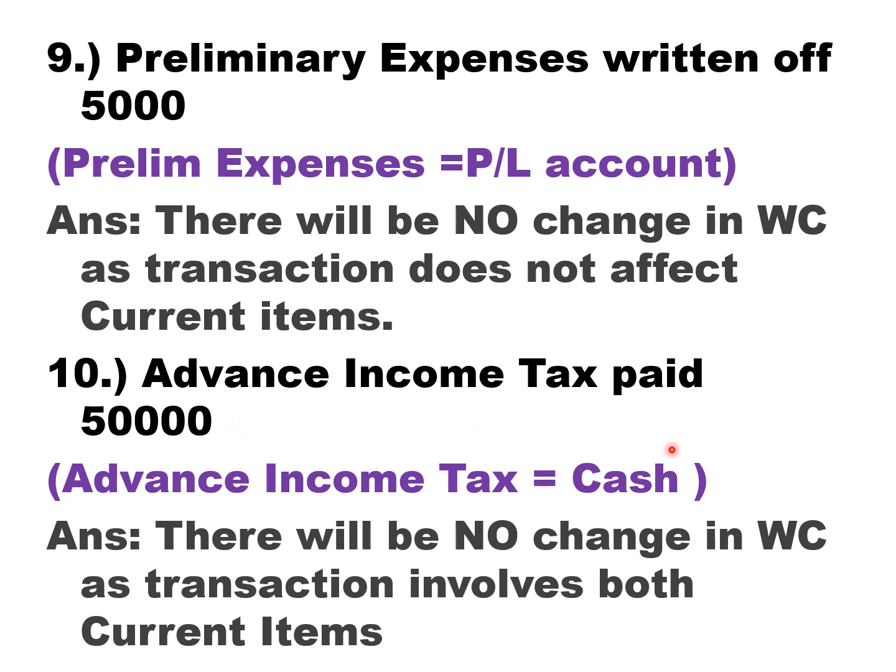Advance income tax paid 5,000. When you pay, cash goes out. Advance income tax is called prepaid tax. It's a current asset, and cash is a current asset. Both are current, so there will be no change in working capital as the transaction involves both current items.